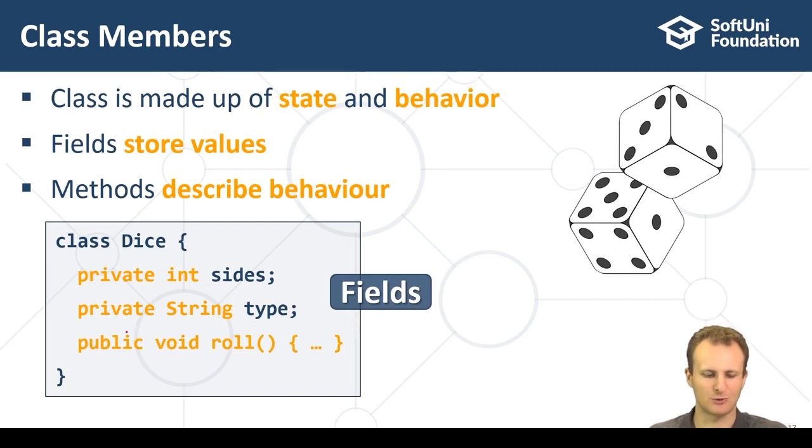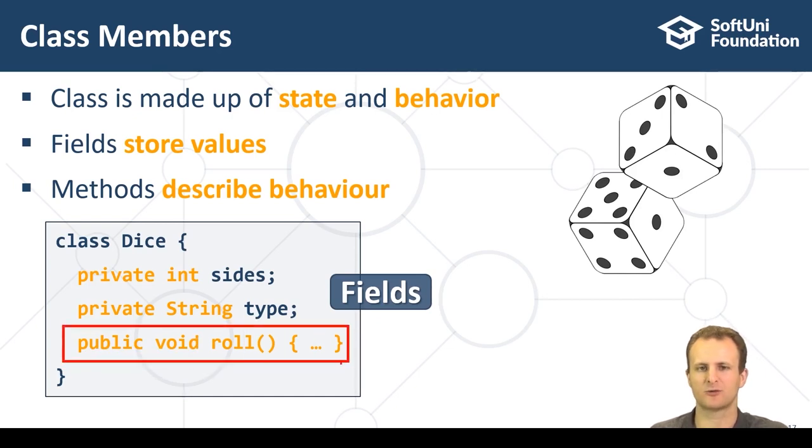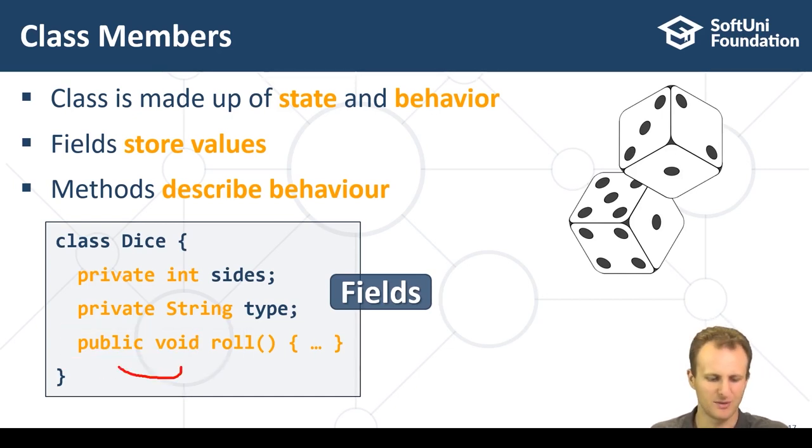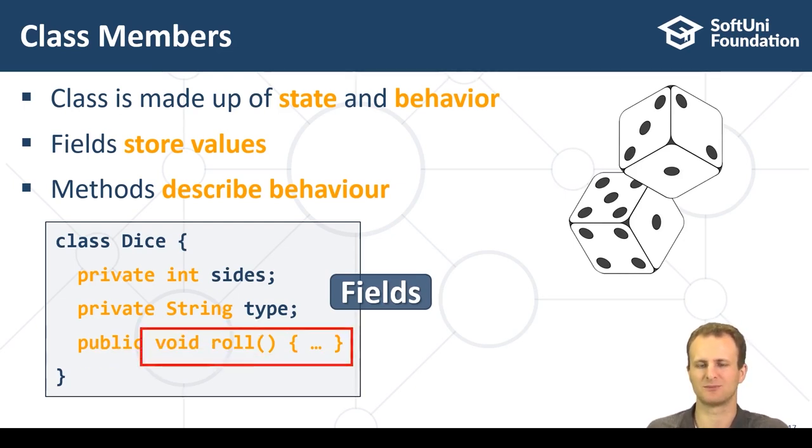Now, something that we haven't done yet is create methods. So we have here a description of a method, and this method looks the same way that our static methods do, but this one isn't static. It says public void role. For our case, void role would be enough. And this is a method which can do something with our dice.